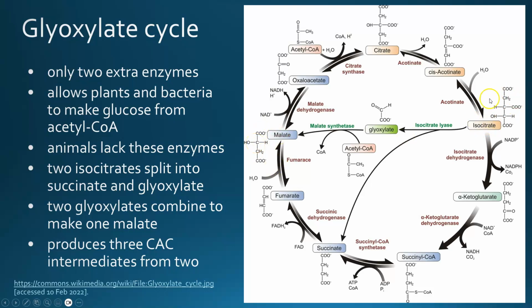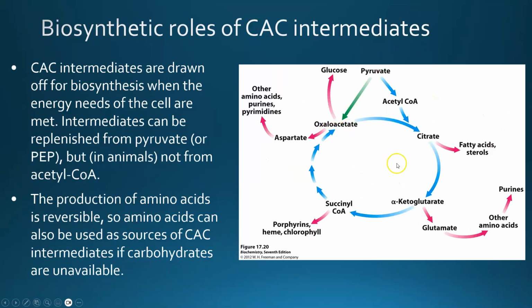So from 2 molecules of isocitrate, or 1 isocitrate and 1 acetyl-CoA, depending on how you think about it, you get 2 molecules of succinate and 1 molecule of malate. That allows you to increase the concentrations of the intermediates of the citric acid cycle, and since those intermediates are used to make other things, such as glucose or amino acids, that allows plants and some bacteria to be able to make those from fats where animals and humans cannot.